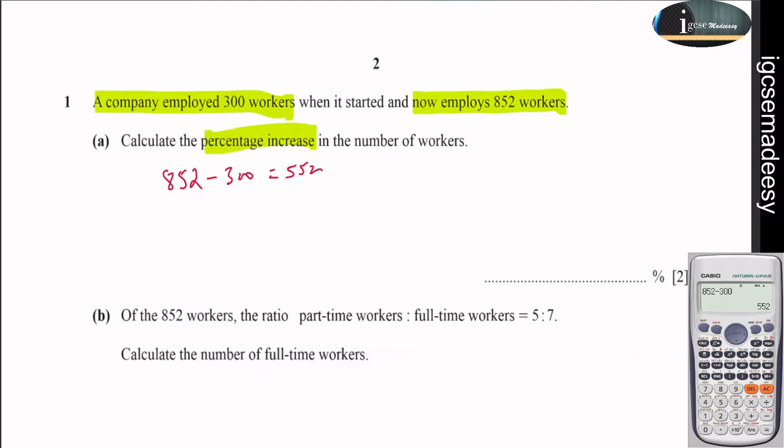To find out the percentage increase, we will take the amount that has been increased and divide it by the previous amount. Always, for calculating the percentage increase, we will be dividing by the previous amount. What was the previous amount? 300. And we are going to multiply it by 100 to get the percentage increase. So 552 divided by 300, multiplied by 100, gives our answer. It means that the company is recruiting around 184% more than the previous year.